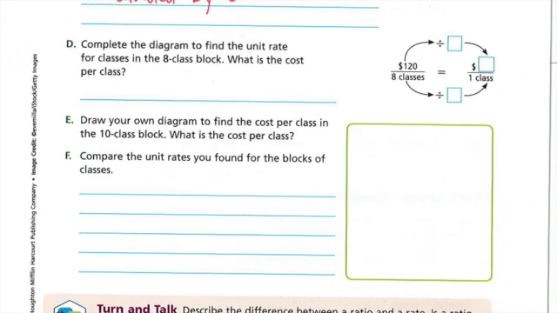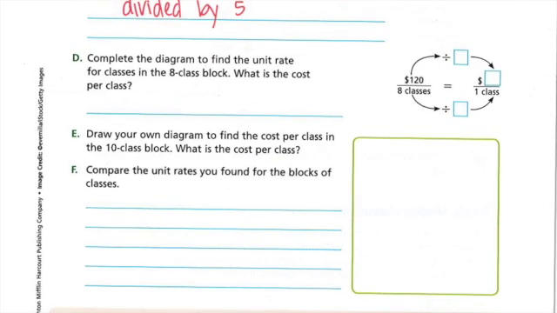All right, complete the diagram to find the unit rate for classes in the 8 class block. So up above in that table, we saw that it was $120 for 8 classes. Well, remember a unit is for 1 class, so 8 divided by what gives us 1? 8. So we'll do 120 divided by 8, and we'll get 15. So if you buy the 8 classes, you're actually only paying $15 per class.